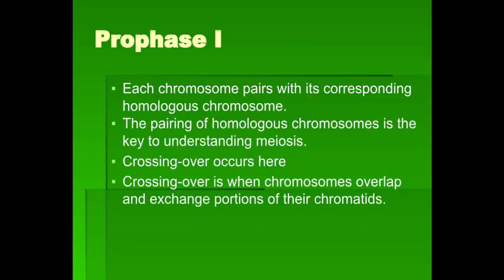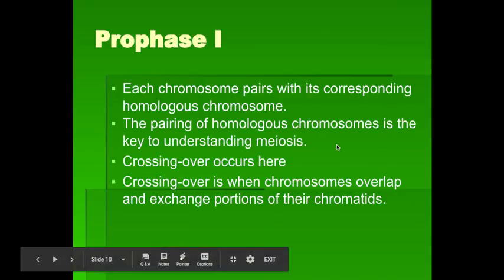So in prophase 1, chromosomes pair with their corresponding homologous chromosome. So you get a chromosome from mom. Well, so you have a chromosome that has hair color, and it's going to match up with the other chromosome for hair color.